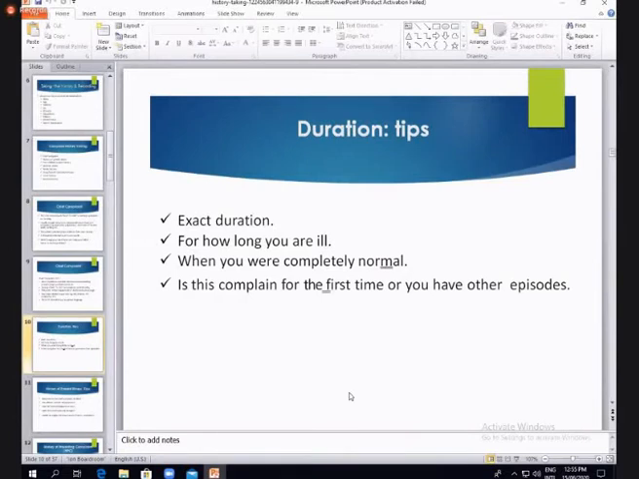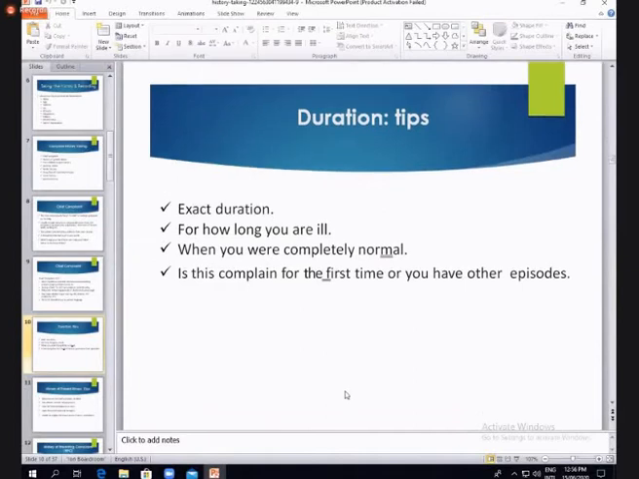This is a very interesting and another way to ask the patient how long you have been sick. You can ask him when you were completely normal. So you need to be very manipulative with your words. Is this complaint for the first time, or have you had any other episode? But please remember, you do not need to interrupt the patient. You do not need to be in the interrogative mode with the patient. Let the patient finish. Let the patient speak himself, and in the end, you'll have plenty of time to inquire what you specifically want to acquire.